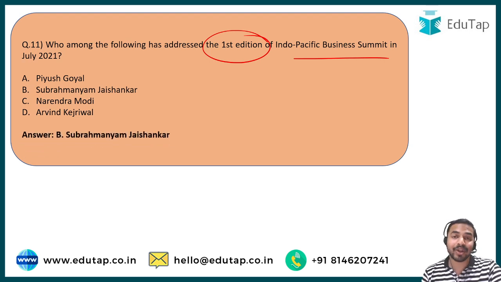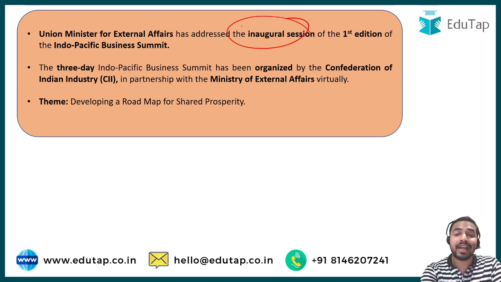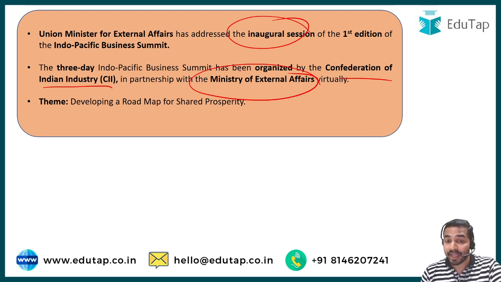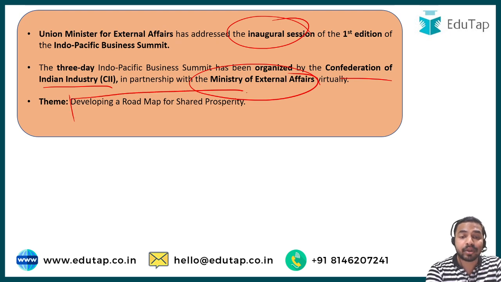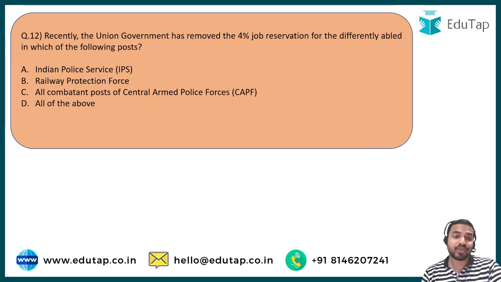And the right answer to this question is option B, that is Subramaniam Jaishankar. So the Union Minister of External Affairs has recently addressed the inaugural session of the first edition of the Indo-Pacific Business Summit. And if we talk about the summit, then this was organized by the Confederation of Indian Industry in partnership with the Ministry of External Affairs. And the theme of the summit is also important, that was developing a roadmap for shared prosperity. So that was the theme of this particular summit, and I hope that all these points are clear to all of you.